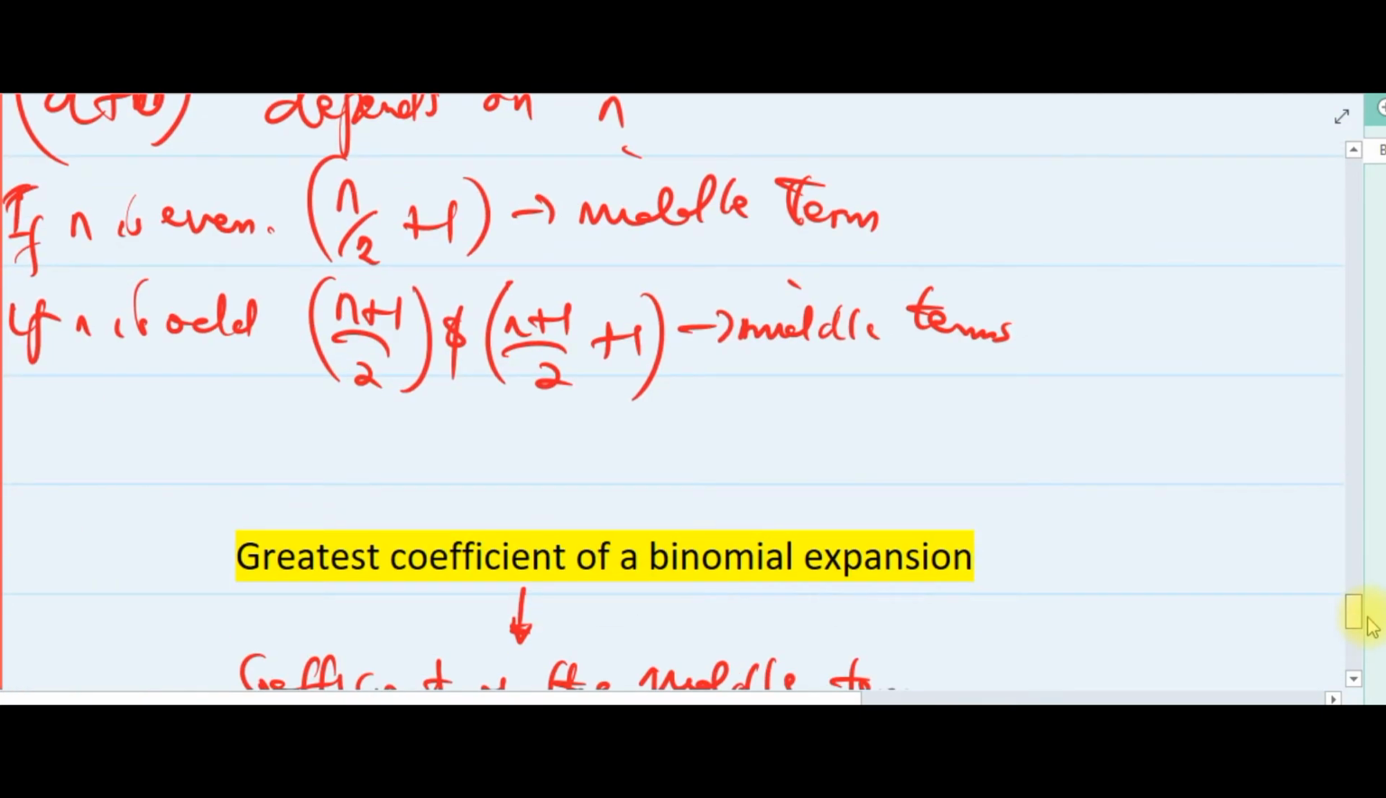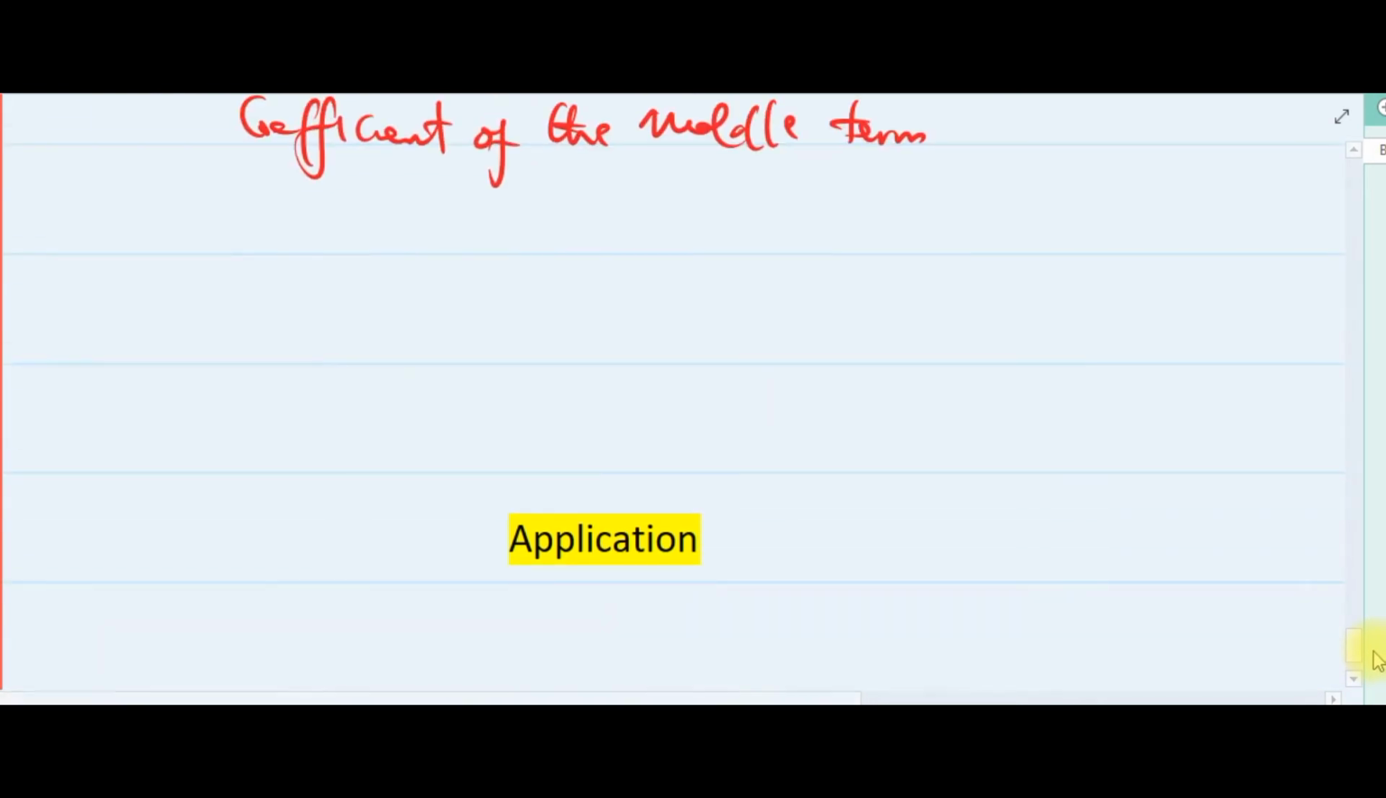And you'll be wondering, why is this so? It's because of the combination formula, that n combination r is equal to n combination n minus r. And that's what made it possible for them to have the same value, if you could remember our combination. So let's now apply this.